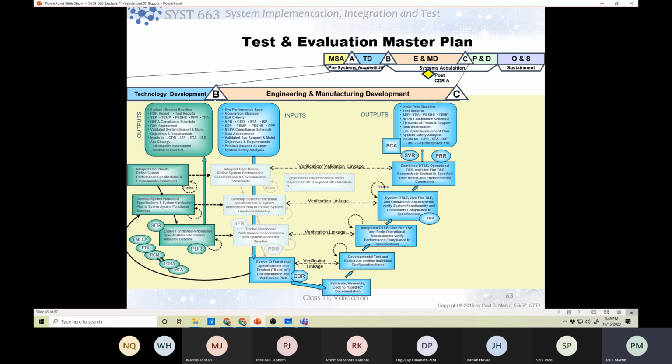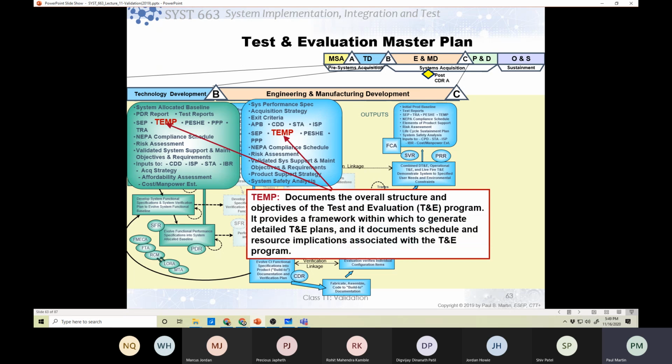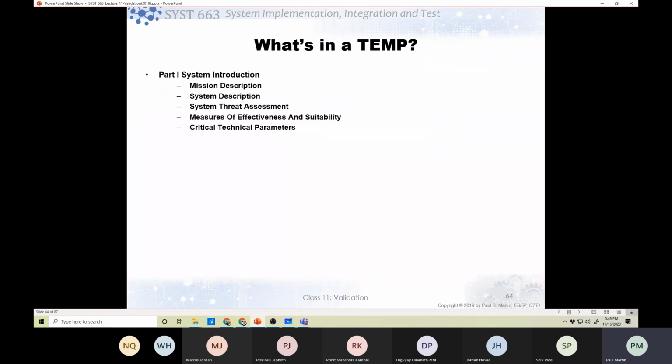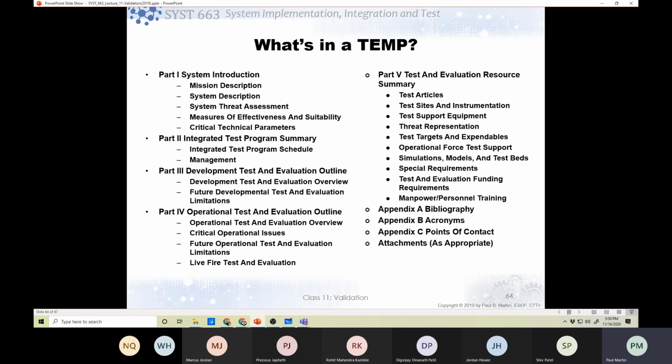This just shows you, from a test and evaluation master plan, you start with a very beginning draft at the very beginning when you even think about the system, and then you build on that draft as you go along. So you can see the TEMP is at the very beginning before milestone B. Afterwards, you update it. And then from there, let's talk about what the test and evaluation plan is. Usually, from a template standpoint, you have the system introduction, the summary, the outline of your developmental testing, and then the outline of your operational testing.